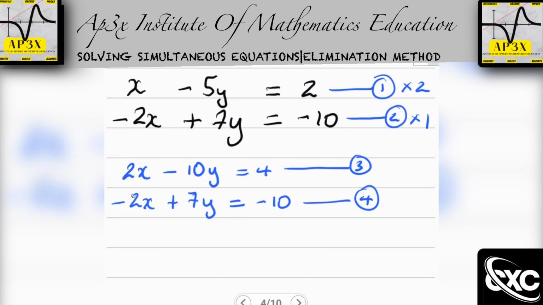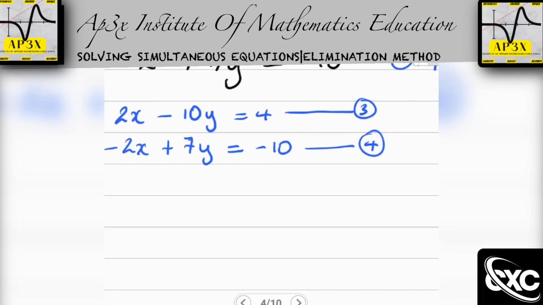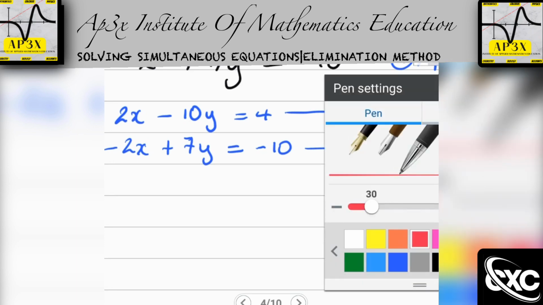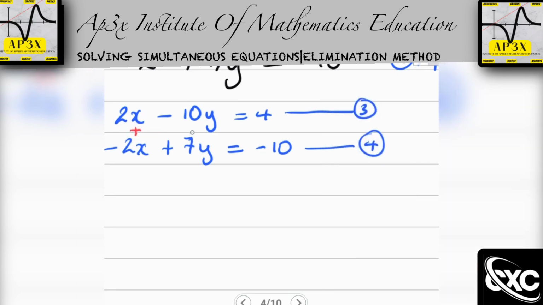Now, pay close attention to the coefficients of the variables that you have equalized. You've equalized the coefficients of the x. And if you look carefully, the signs are in fact different. This is a plus sign, this is a minus sign. So according to the rules, if the signs are different, we're going to add equation 1 to equation 2.